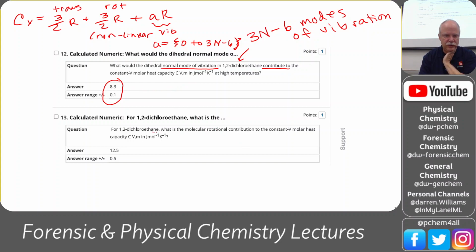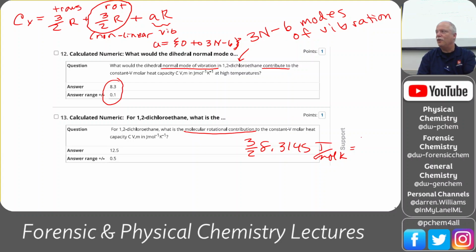Okay, the next one is what's the rotational contribution. We calculated that up here. That's this 3/2 R. So 3 halves times 8.3145 joules per mole Kelvin. You can say 3 times 8 is 24, and 24 divided by 2 is 12. It's a little higher than 8, so 12.5 makes sense. But you have to supply your own answer, which is what you were saying you didn't like.